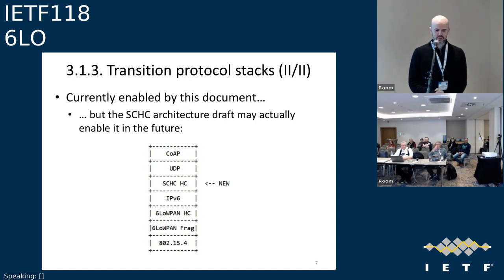The other transition protocol stack that is still included here is the one where 6LoWPAN is used to compress the IPv6 headers, but then SHIC is used to compress UDP and CoAP headers. So far, in previous versions of this draft, this document itself was enabling this, but recently the SHIC working group architecture draft has been defining functionality which covers what is shown here. So it's likely that in the future, any functionality needed will be defined in the SHIC architecture draft. So probably in this document that I'm presenting today, we will mostly need to refer to the SHIC architecture document.